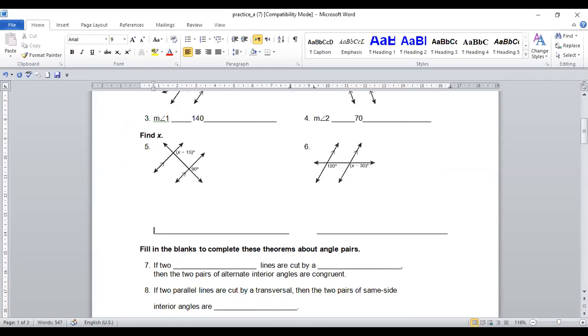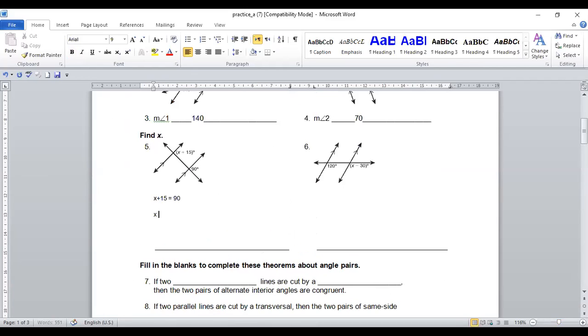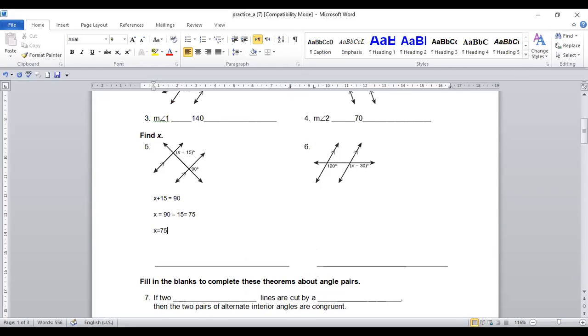So how are you going to solve this equation? They just want you to find x, nothing else. They did not tell you to find the angle. So you're going to write x plus 15 is equal to 90. Why is it equal to 90? Because again, they are corresponding angles. So x is equal to 90 minus 15, which will give you 75. So x is equal to 75. Don't put the degree sign there.